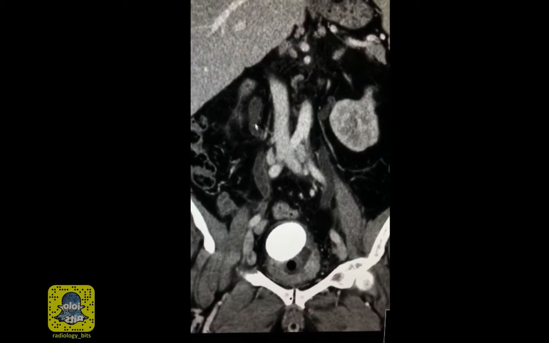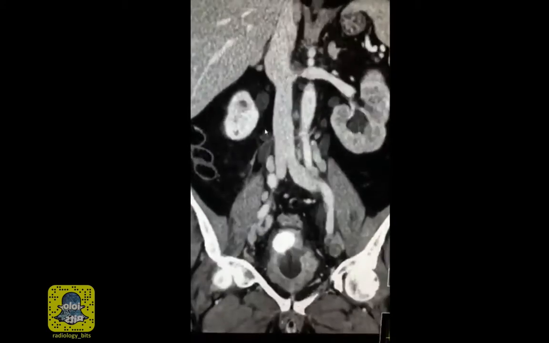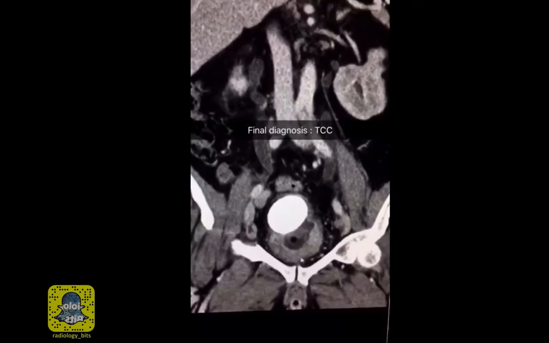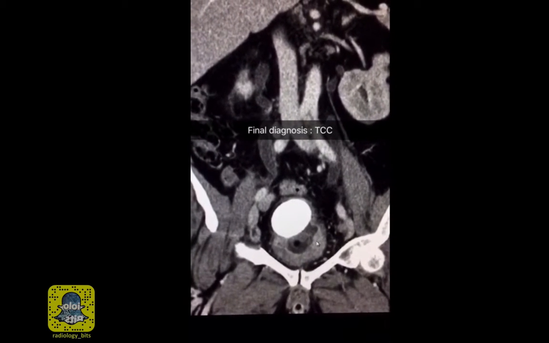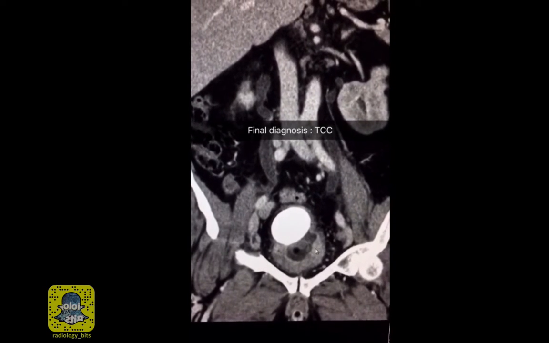And this is a coronal image to better identify the tubular and tortuously dilated renal collecting system. The urinary bladder lesion was scoped and biopsied and proved to be a transitional cell carcinoma.